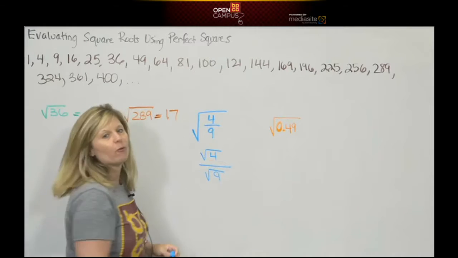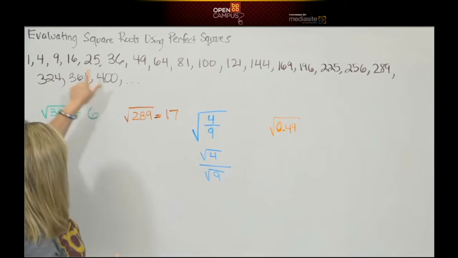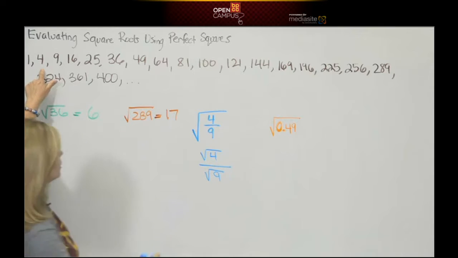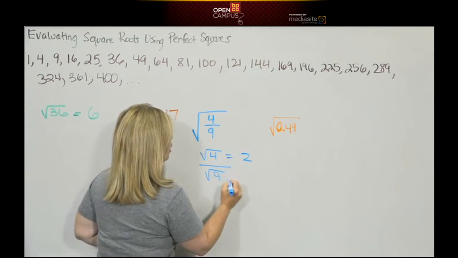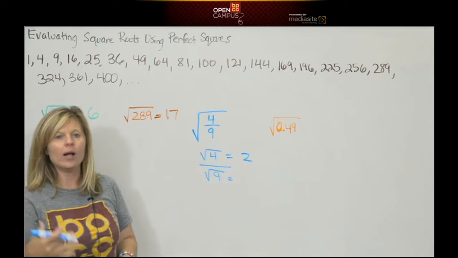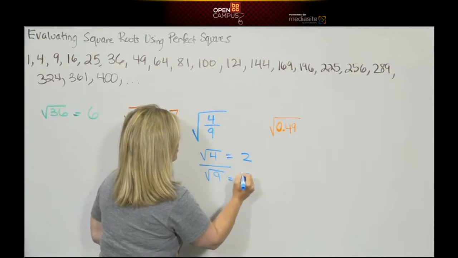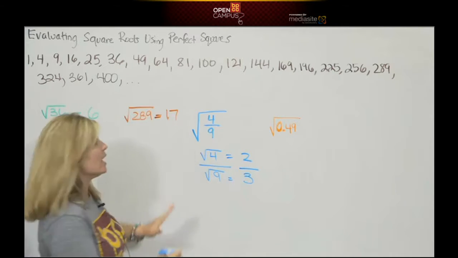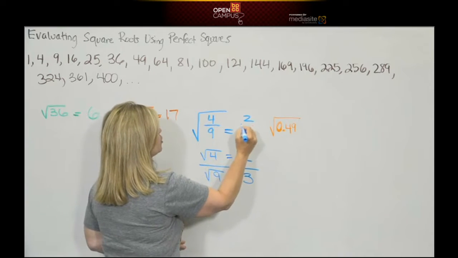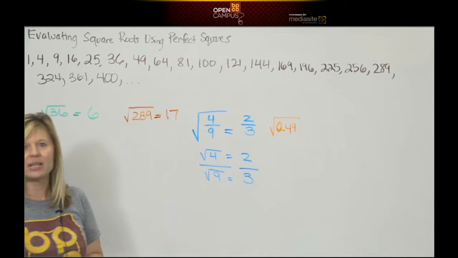Well, what is the square root of 4? Well, that is a perfect square. What times itself is 4? 2. What is the square root of 9? What number times itself is 9? 1, 2, 3. Therefore, the square root of 4/9 is the fraction 2/3. See how easy that is?